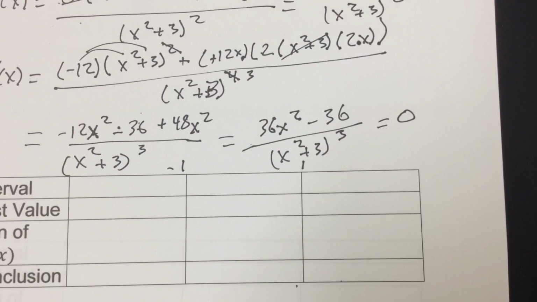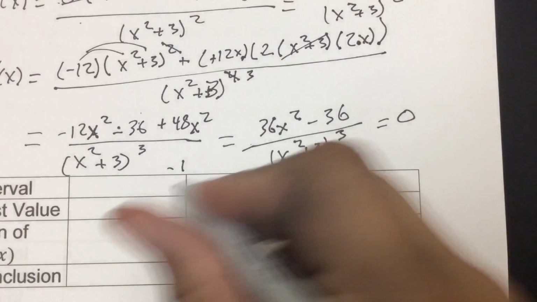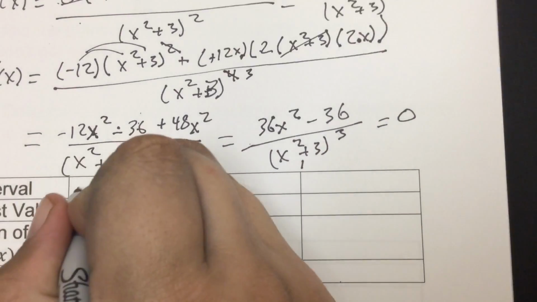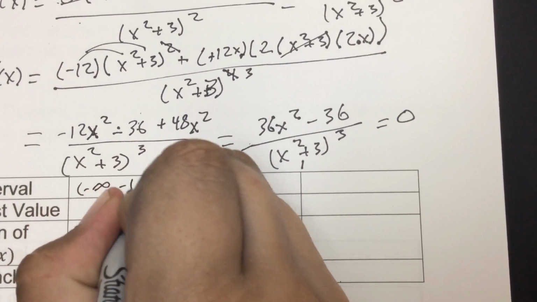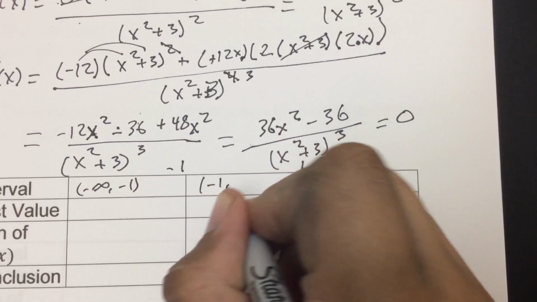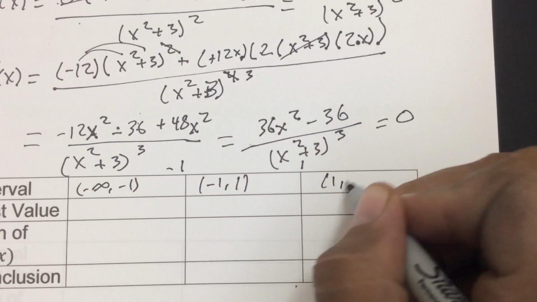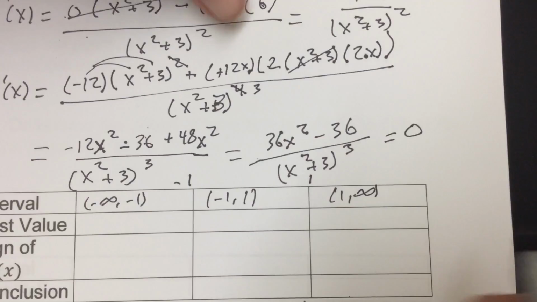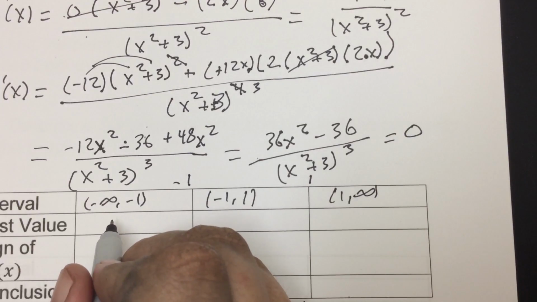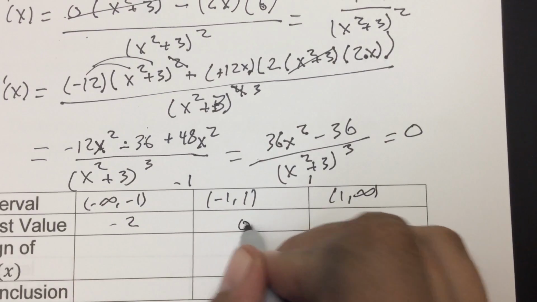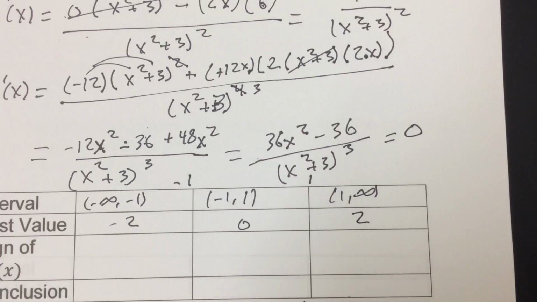I'm sorry about that. But either way, these are going to be your intervals. So our first one would go from negative infinity to negative 1. This one would go from negative 1 to 1, and then 1 to infinity. So for test values, I'm going to use negative 2, 0, and 2.